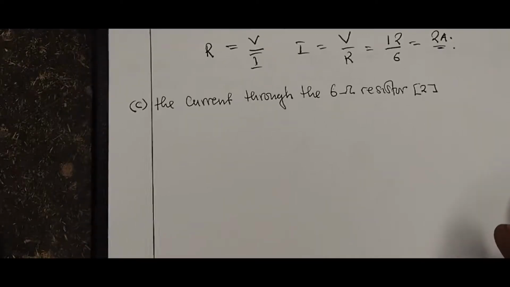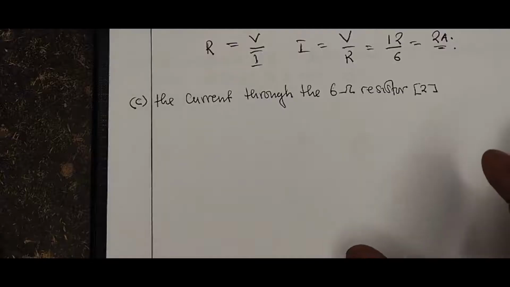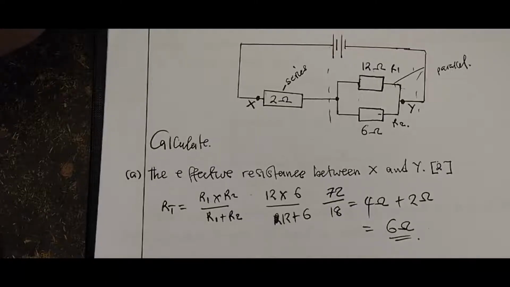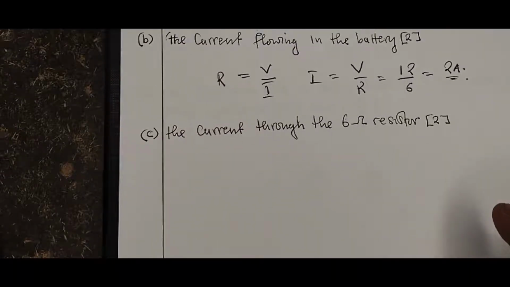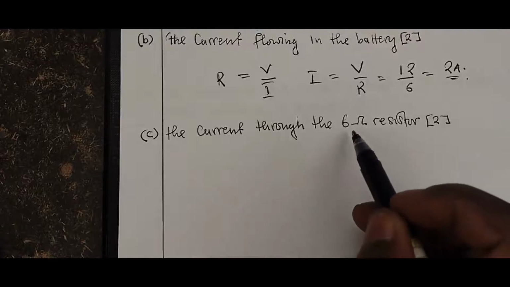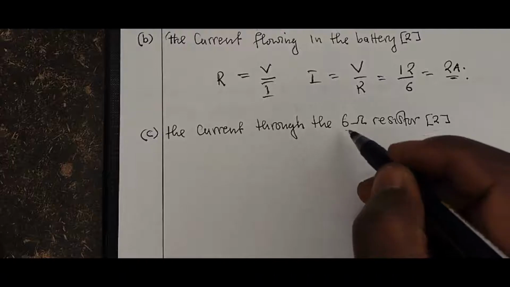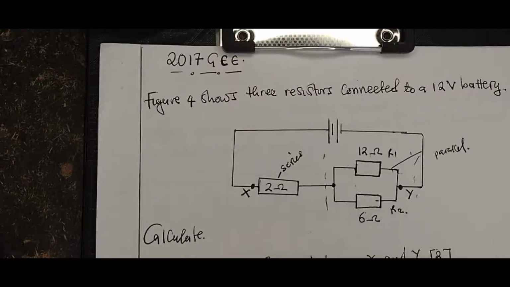The next question is the current through 6 ohms. We are finding the current through 6 ohms. Now, look at where 6 ohms is. It's in parallel. We are finding the current through 6 ohms. Now, the mistake that most make, if we use these 6 ohms and the voltage, since we say the voltage in parallel does not change, remains the same.